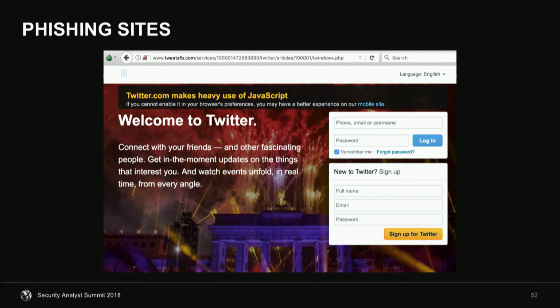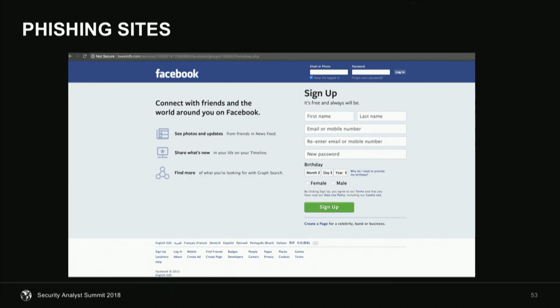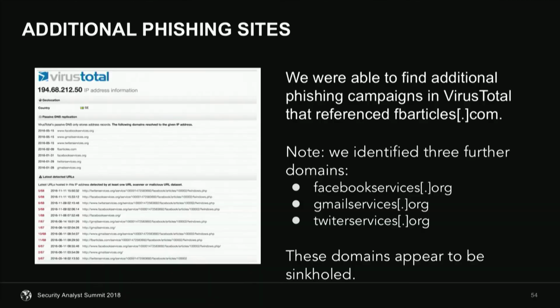And then to wrap up some of the phishing sites, these were the things that we discovered on the server: Tweets FB, so one-for-one replications of Twitter at the time, imagery and everything like that, which they would use to phish the credentials for the accounts, as well as the same thing for Facebook.